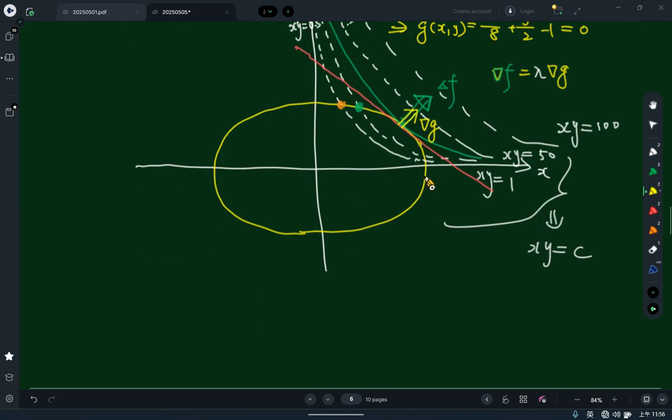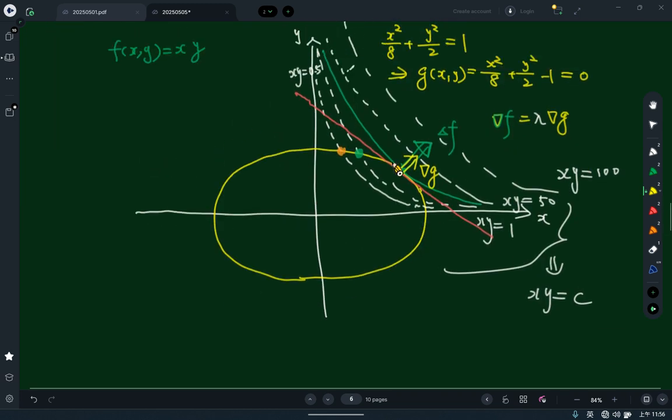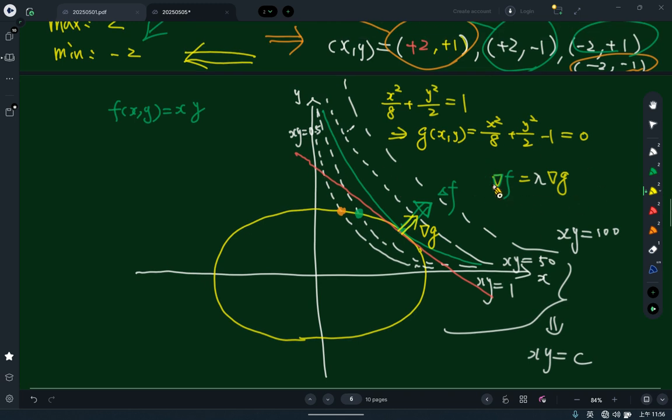Okay, so I just use this simple example to explain why, but I cannot say it can represent all. This is a very good example to show why gradient f should be lambda times gradient g, because only this point can produce the extreme value.